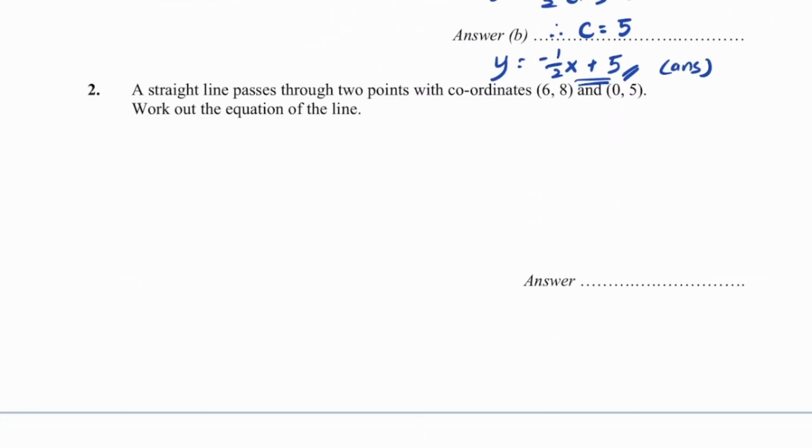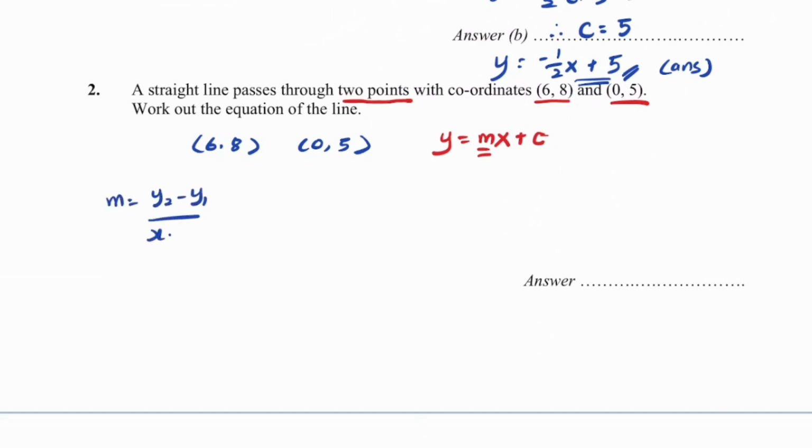Okay. So if two points are given, for example, this question stated that the straight line passes through two points, they will give you two coordinates, coordinate number 1 and coordinate number 2. What you need to do is very simple. Remember the format of the equation, which is y = mx + c. M is your gradient. Apply the formula for gradient, (y2 - y1) / (x2 - x1). This one will be your (x1, y1), this one will be your (x2, y2).